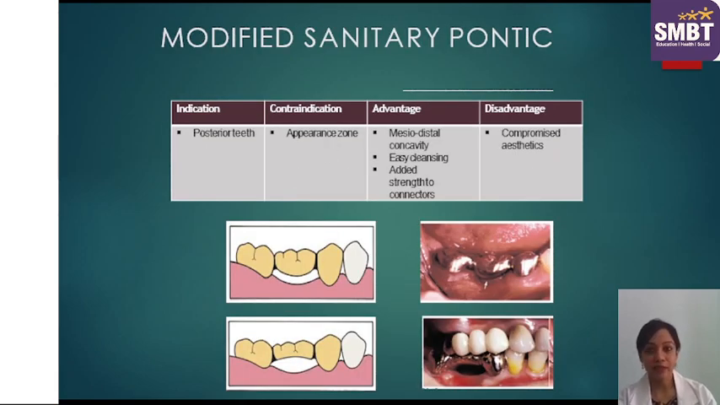Next is the modified sanitary Pontic. This is similar to the sanitary Pontic, only that the underlying surface, the surface close to the ridge, has a concave shape instead of a convex shape. This is done generally when the interridge distance, that is the space for the Pontic, is insufficient. So here, in order to maintain the space for cleansability as well as to maintain the height and strength of the connectors, we need to modify the design in such a manner. The picture here shows us both the sanitary Pontic as well as the modified sanitary.